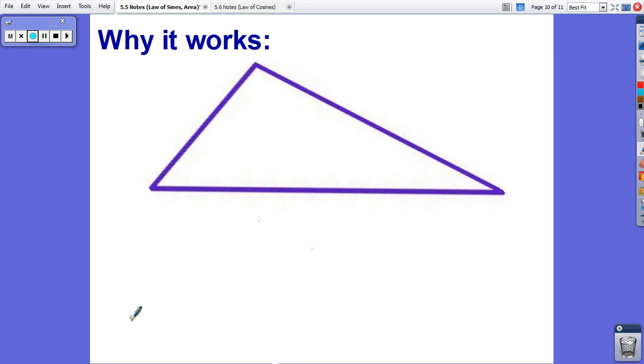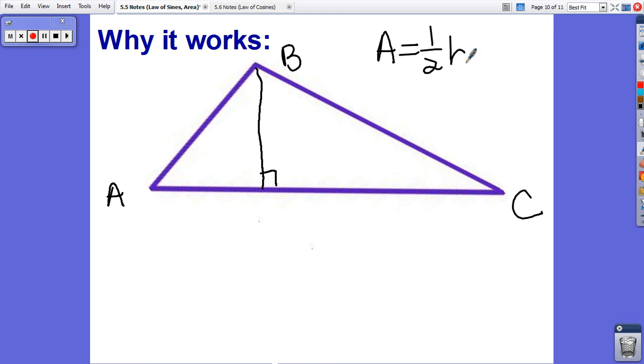So here's why the area formulas work. If we call this A, B, and C, and I draw a straight line, pretend that's a straight line, with a right angle here, I know that the area of a triangle is really 1/2 base times height. That's the normal formula that we always use, right? Area equals 1/2 base times height. Okay, well, if I'm calling this my height, this base here is my lowercase b, this side over here is my c, and this is my angle A.